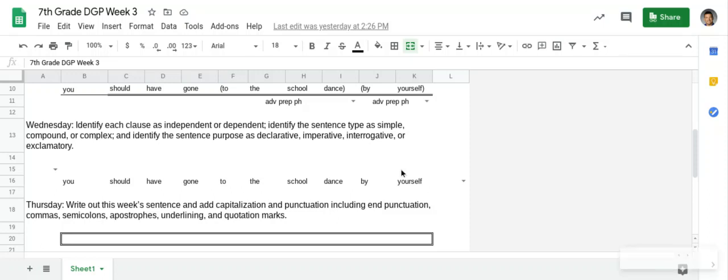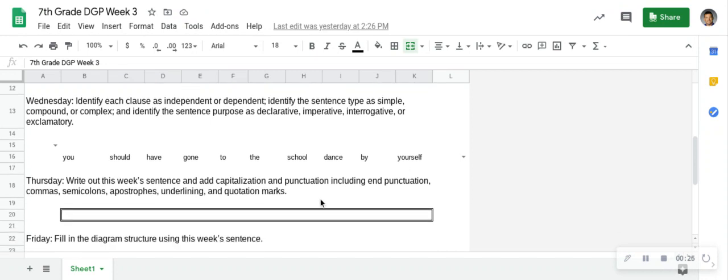DGP Wednesday, we are looking for clauses, right? That ring a bell? Looking for clauses. Gentlemen, looking for clauses on DGP Wednesday. So you have to have your brackets at the beginning and the end of each clause. And then you're identifying that clause as independent or dependent. And that tells you what the sentence purpose or type is.